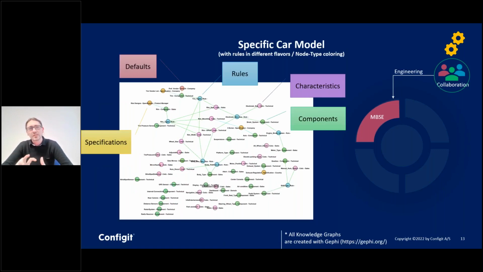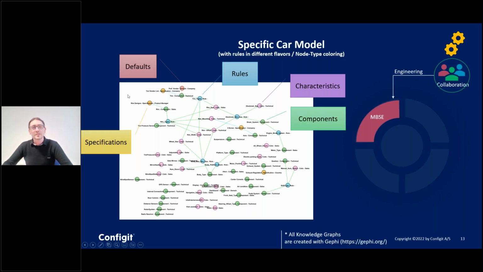So the coloring has now changed. The coloring is now by type. So the red dots are defaults. The blue ones are rules. The violet ones are characteristics.